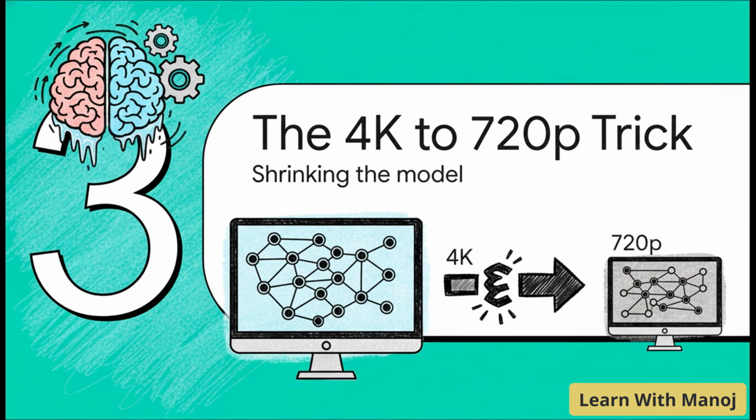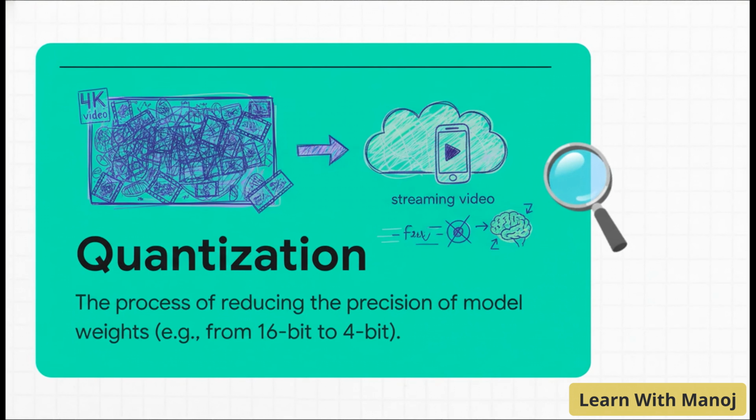But what about just running it? The model itself is still enormous. And that's where our next big idea comes in, a trick I love to call the 4K to 720p conversion. The technical term is quantization, but let's just keep it simple. Think about it like this. Quantization is basically like taking a giant, super high-def 4K movie file and compressing it down to a 720p YouTube video. Now, the 720p version isn't quite as crisp, but it's way, way smaller, so you can actually watch it on your phone without it buffering forever.